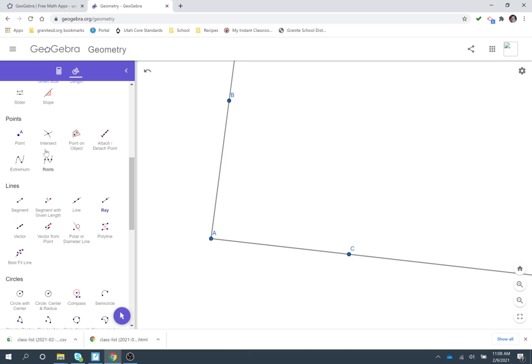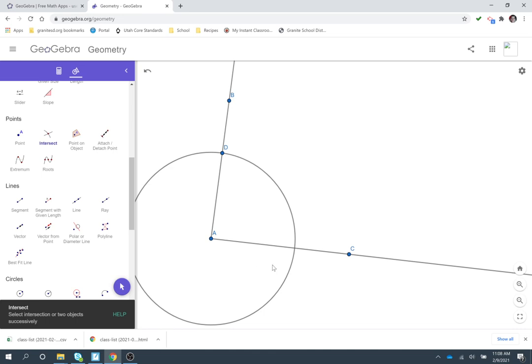In order to do that, go grab your point tool, and we're going to place a point anywhere on AB. Then we're going to grab our compass tool, and we're going to measure the distance from A to D and place that circle at A. Grab your intersect tool, and we're going to mark the intersection of the circle with AC.